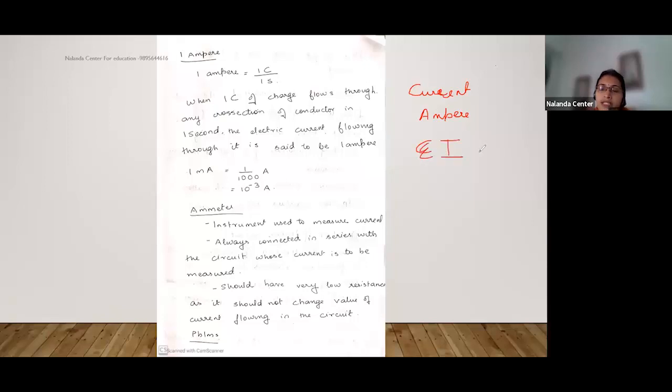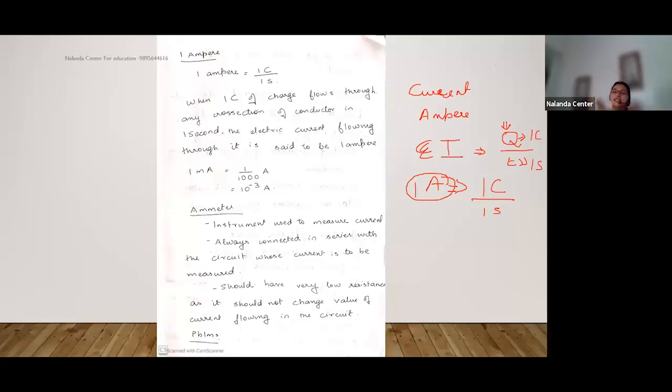We denote current using I. What was the mathematical formula? Charge per time. What is the amount of charge that is flowing in unit time? So what if 1 Coulomb is passing in 1 second? Then we say that the current is 1 ampere. We say that the current is 1 ampere when 1 Coulomb of charge is passing through a point on the conductor in 1 second.